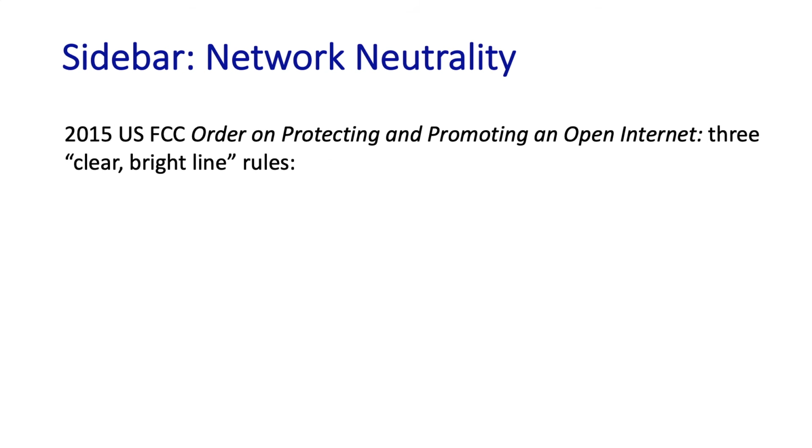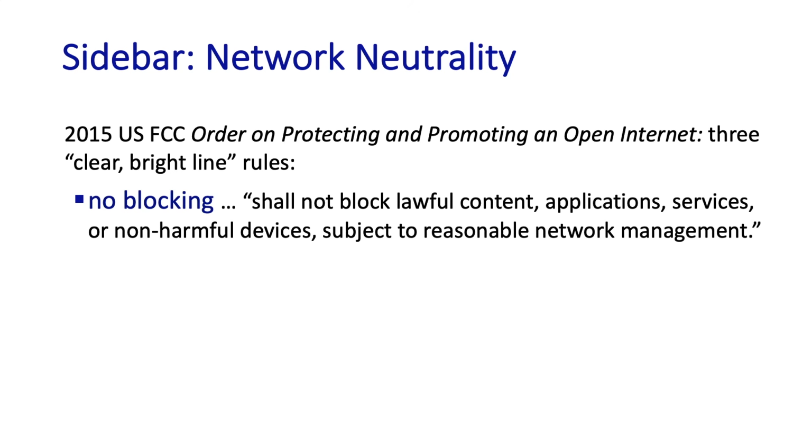In 2015, the United States Federal Communications Commission Order on Protecting and Promoting an Open Internet defined 3 clear, bright line rules associated with network neutrality. Let's take a look at what they are. The first bright line rule is no blocking. And here's what it says.